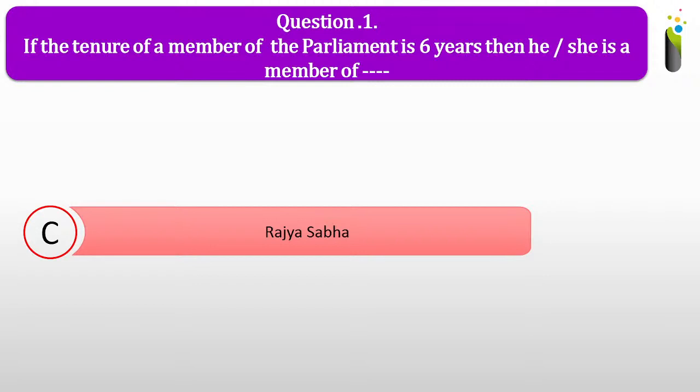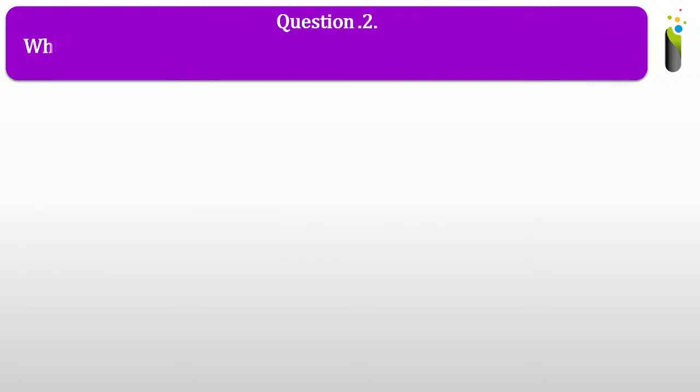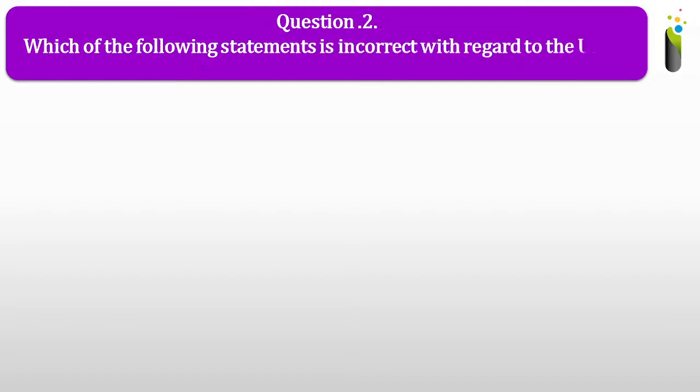The correct answer for this question is Rajya Sabha. So if the tenure of a member of the parliament is 6 years, then he or she is a member of Rajya Sabha. Question number two, which of the following statements is incorrect with regard to the Union legislature?